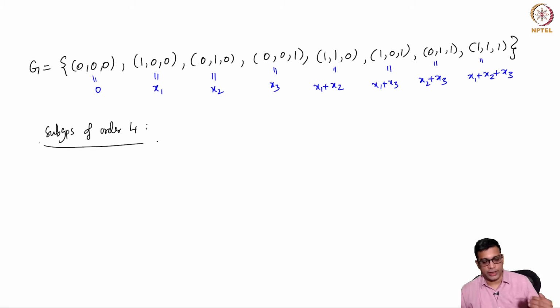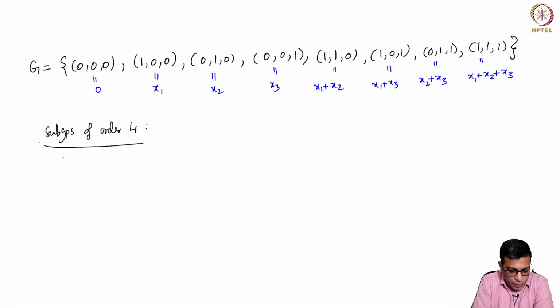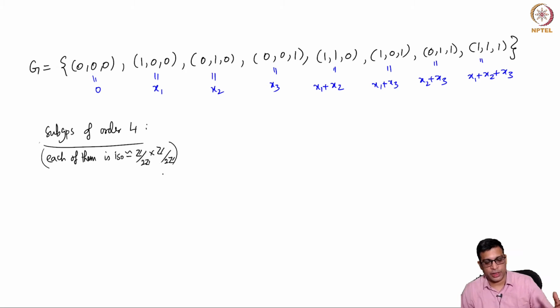So order 2 are clear, there are 7 of them, but order 4, remember, each of them has to be isomorphic to Z mod 2 cross Z mod 2, because there is no Z mod 4Z here, so they are all degree 2 elements, so they are all Klein 4 groups, but you have to be careful in writing these down.